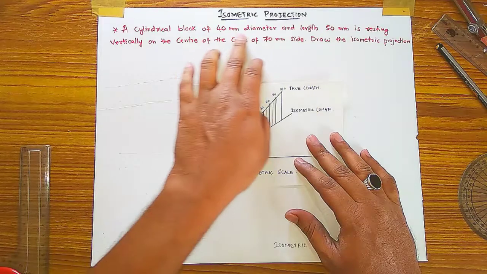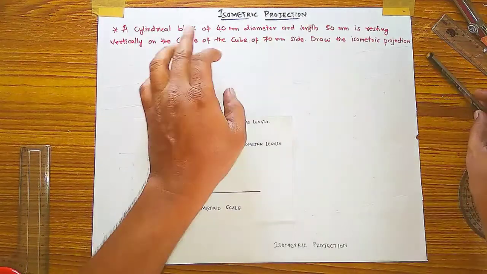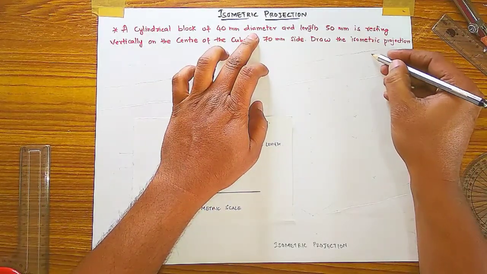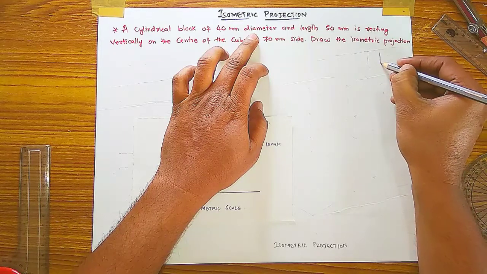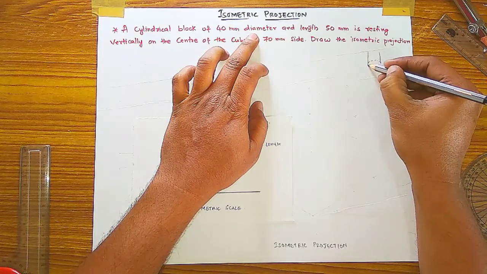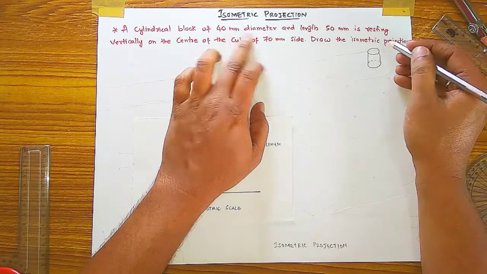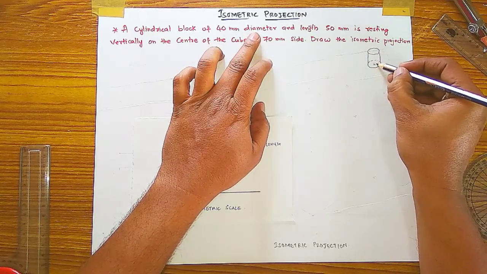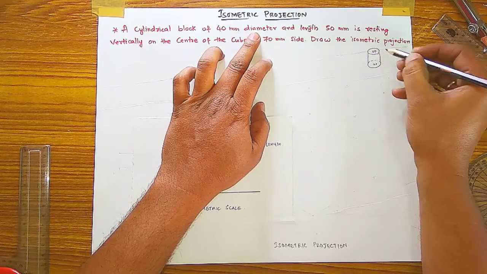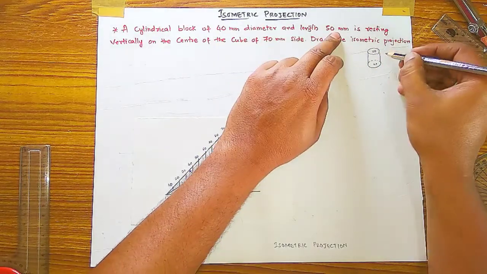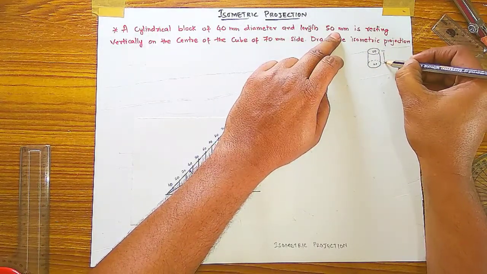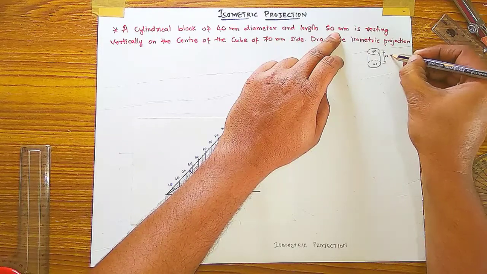A cylindrical block of 40 mm diameter. A cylindrical block means the cylinder will be like this, having 40 mm diameter, meaning this diameter is 40 mm, and length 50 mm means its height is 50 mm. Cylinder height is 50 mm.